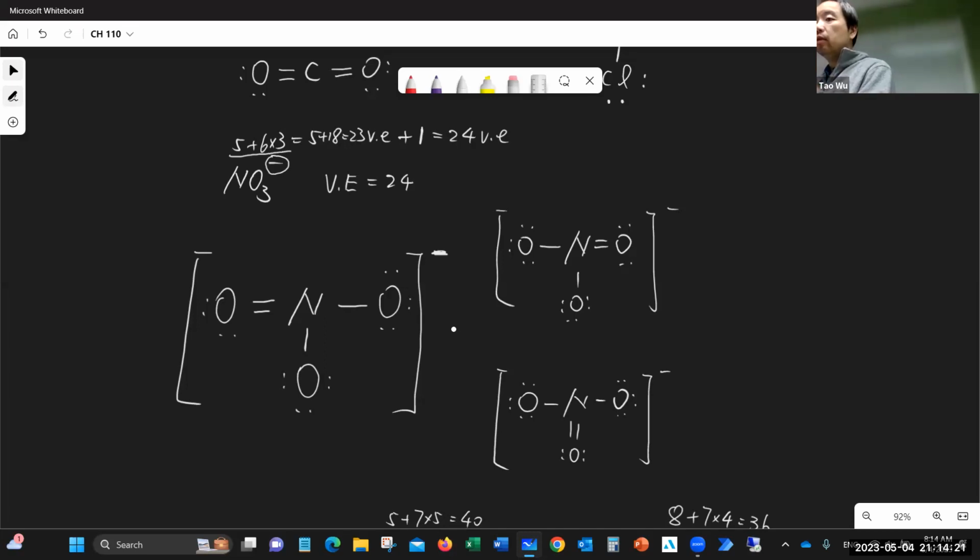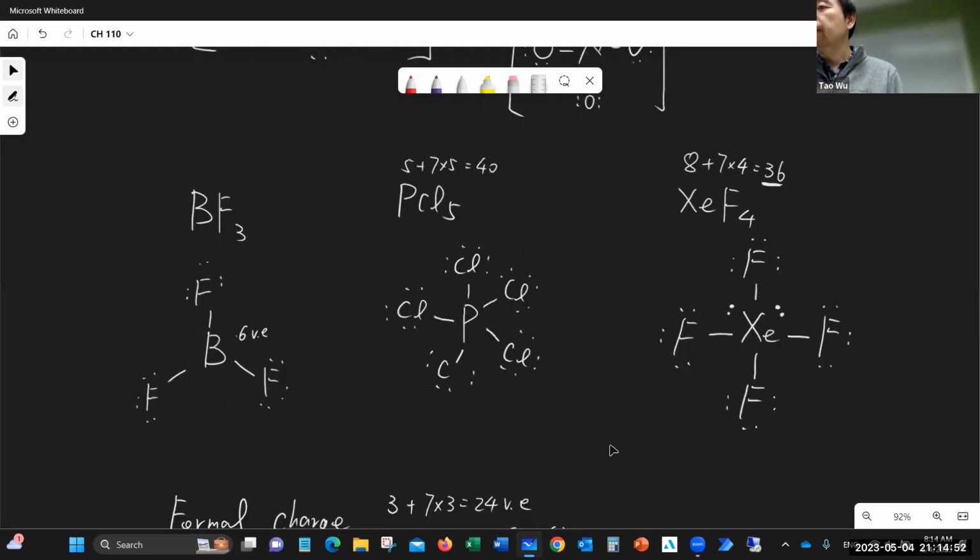For example, NO3 minus. If you're just counting the NO3, it only has 23 valence electrons. But since it gains 1 electron and becomes a negative charge, you count 1 negative charge to become 24 valence electrons. So if this is a negative charge, you gain electrons. If it's a positive charge, you're losing electrons.